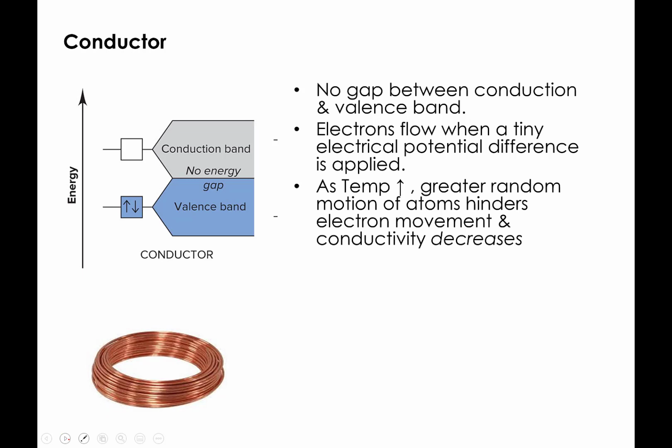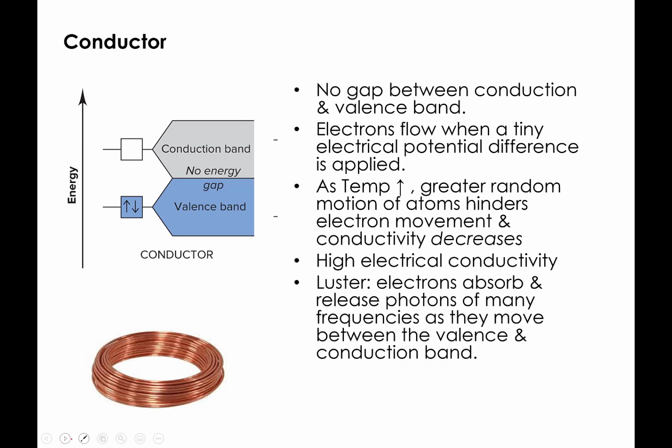And something else that's important about conductors is that when your temperature increases, the conductivity actually often decreases. And this is just because you have introduced some random motion into your array of metal atoms. But conductors have very high electrical conductivity, and they also have interesting properties such as luster.